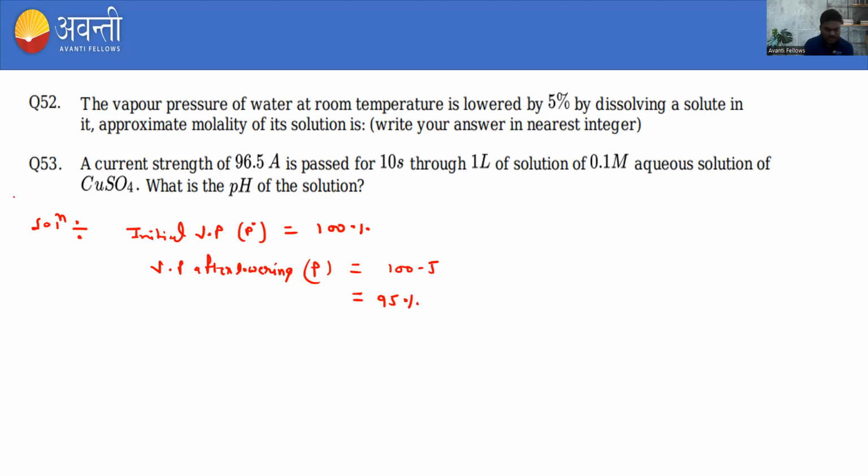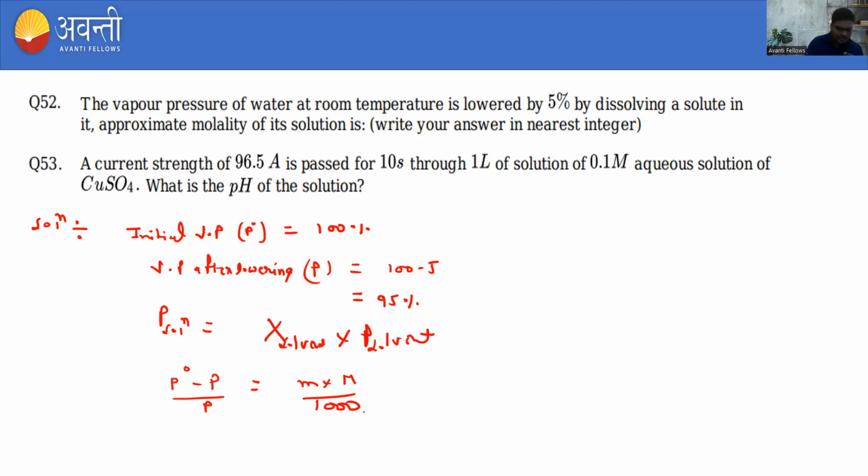Now what formula they are using basically? So in this, which formula are we going to use? So Raoult's law equation, right? So according to the Raoult's law, solution का vapor pressure always equal to mole fraction of the solvent multiplied by the pressure of the pure solvent. ठीक है, और from the relative lowering in vapor pressure we also know P naught minus P upon P is equal to m, the molality, in other words we can write as m into M upon 1000.